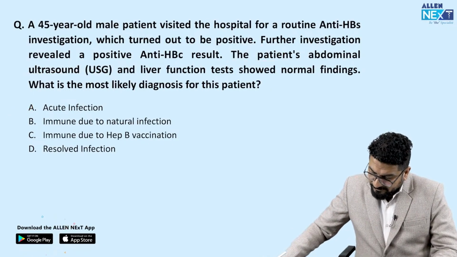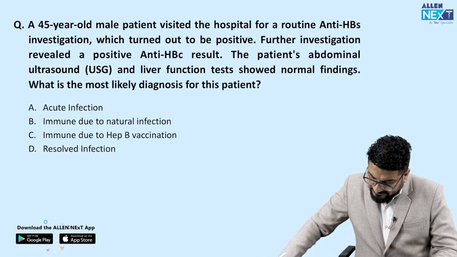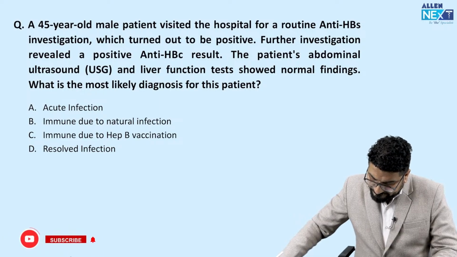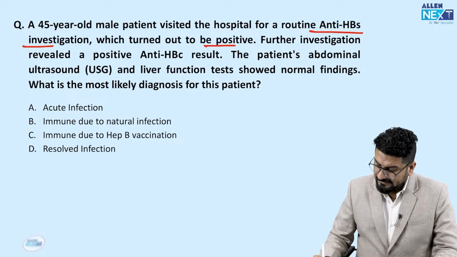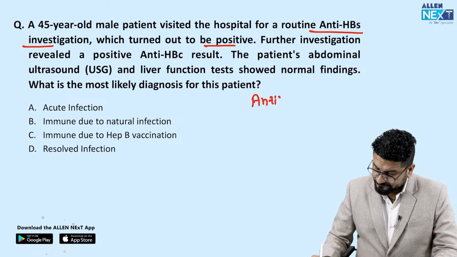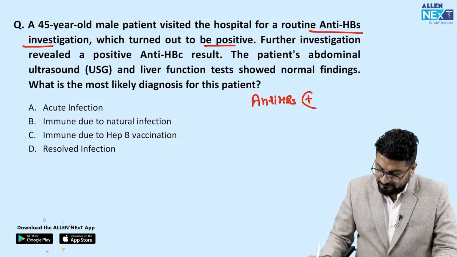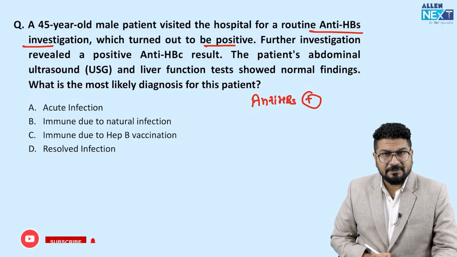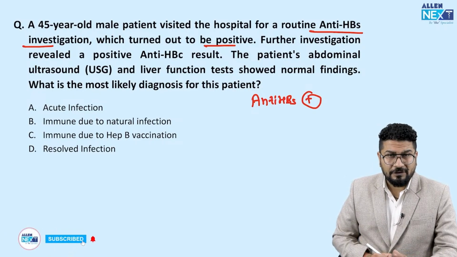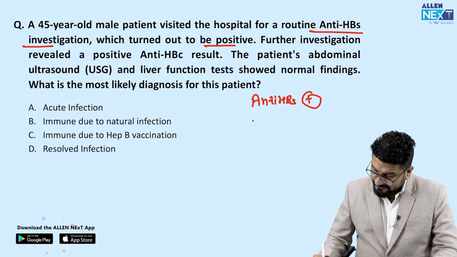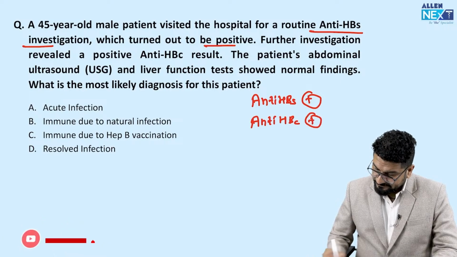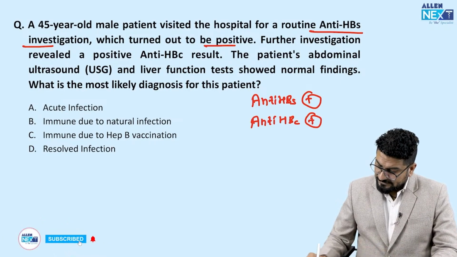A 45-year-old male visited the hospital for a routine anti-HBs investigation, which turned out to be positive. Means anti-HBs is positive. Anti-HBs positive means the patient has either been cured or has immunity. Further investigation revealed a positive anti-HBc result. Anti-HBc positive. Abdominal ultrasound and liver function test are normal.